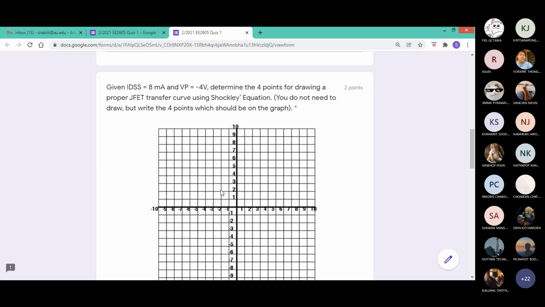The fourth shortcut is when ID equals half of IDSS, which means at 4 milliamp, VGS equals 0.3 times VP. What is 0.3 times -4? -1.2. Here you made another mistake when you wrote plus 1.2. I did not give score for that. It's a minus sign. So for 4 milliamp, minus 1.2 is around this point, just approximately. If you are given graph paper with pencil or pen and you found these points, you would draw a very nice curve.